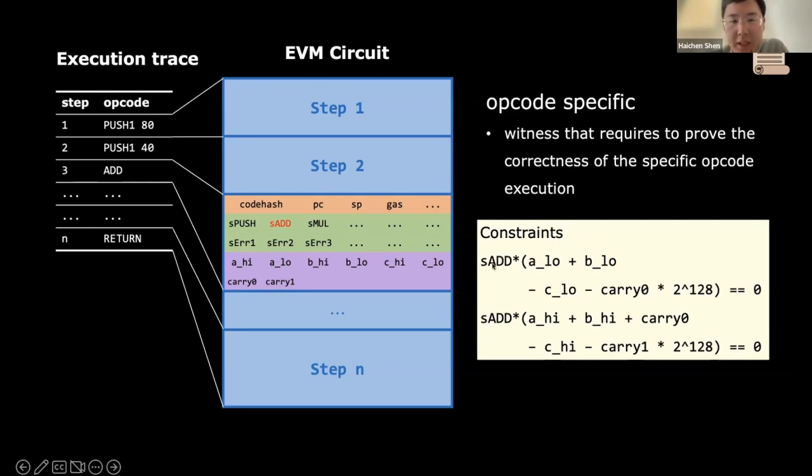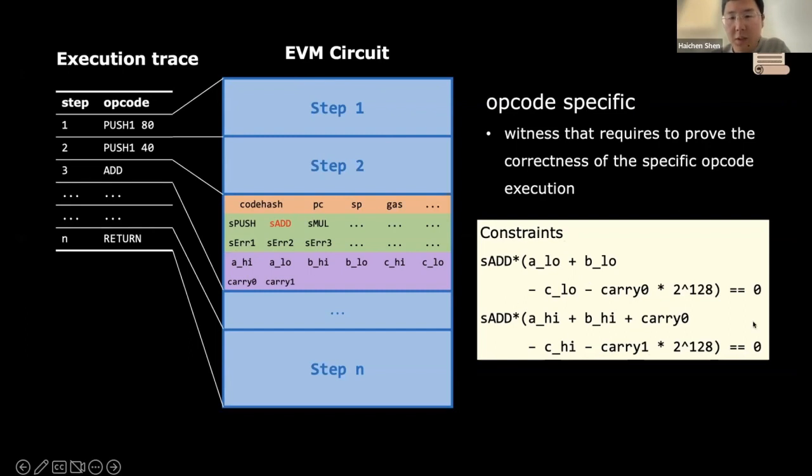You're seeing when the add selector is turned on, there's a selector that will be multiplied with all of the constraints associated with this add opcode. So you see A low plus B low minus C low minus carry 0 times 2 to the 128 is equal to 0. And then A high plus B high plus carry 0, which is carried over from the low part, minus C high minus carry 1 times 2 to the 128 equals 0. So basically you have 2 constraints here that are only specific to this add opcode. They constrain that the calculation of this add opcode is done correctly.